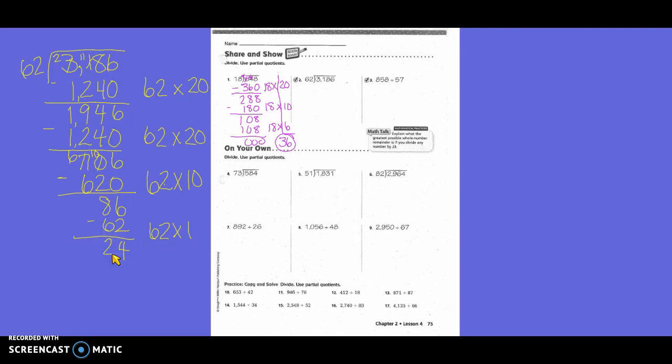Can 62 go into 24? No. So we know that's going to be our remainder. And over here I'm going to add these together. So 20 plus 20 plus 10 is 50, plus 1 is 51. So my answer is 51 remainder 24. And don't forget to circle your answer so I know what you got.